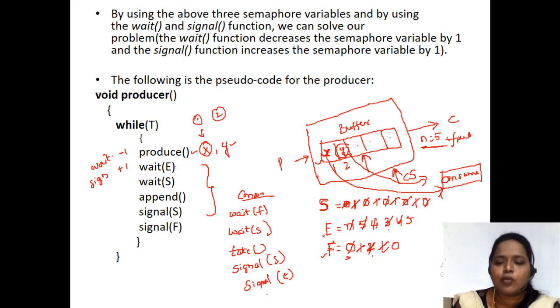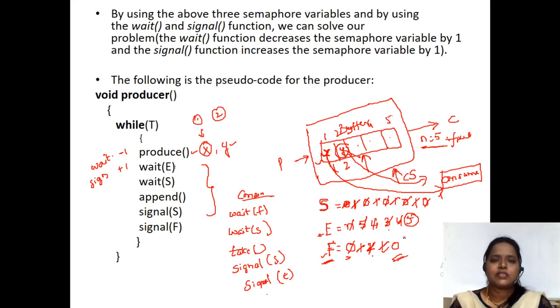Check here how many empty slots are there now. 5 empty slots. So when these two items are taken, how many empty slots? 1, 2, 3, 4, 5 empty slots are there. How many full slots are there? All are empty, so the full slots are 0. By this manner we are going to have this producer consumer problem without any clashes.